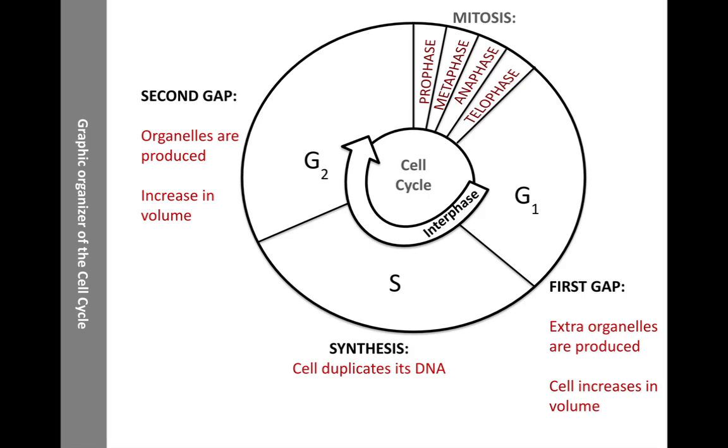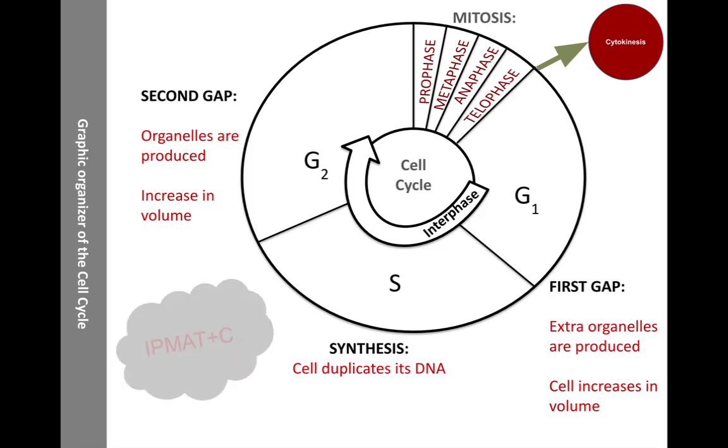So if we think back to our cell cycle information, we had this as our model for the cell cycle. And remember that after telophase and mitosis, we had cytokinesis. I also gave you the acronym IPMAT plus C to remember all of the events of the cell cycle in order. And so we're still working in the cell cycle, except now we're looking only at the M phase.